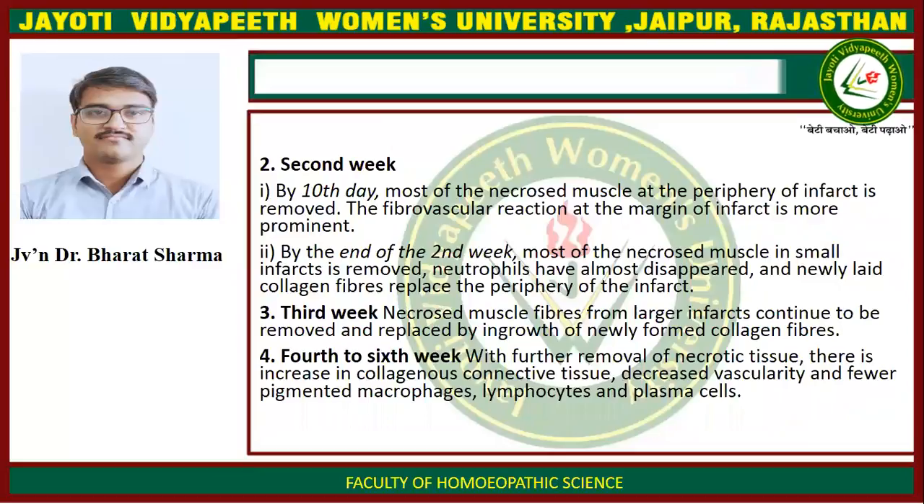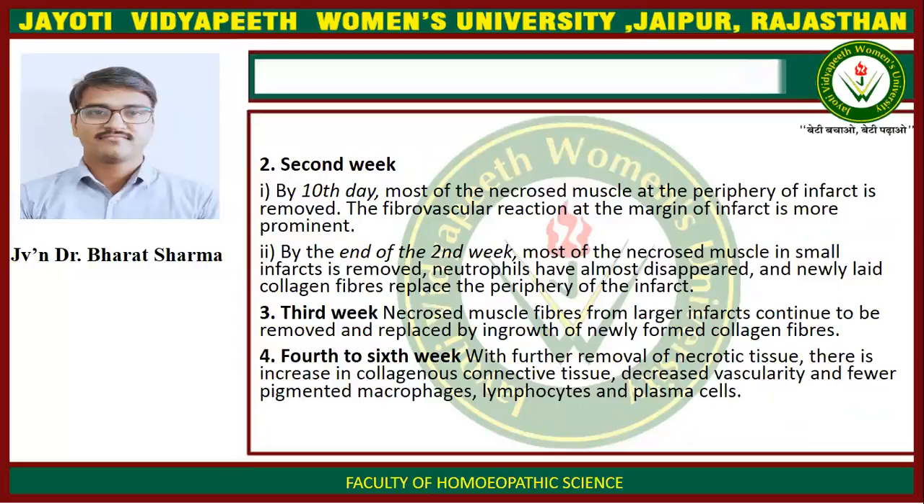Second week, by the 10th day, most of the necrosed muscle at the periphery of the infarction is removed. The fibrovascular reaction at the margin of the infarction is more prominent. By the end of the second week, most of the necrosed muscle in a small infarct is removed. Neutrophils have almost disappeared and newly laid collagen fibers replace the periphery of the infarction.